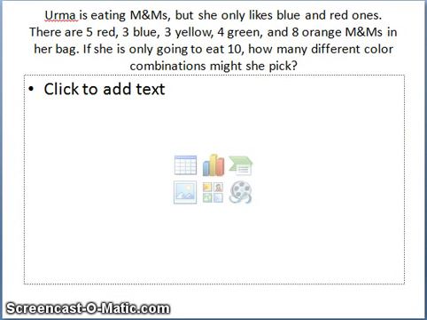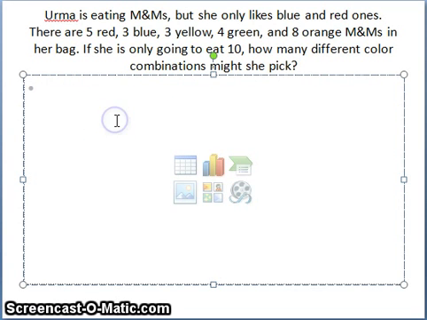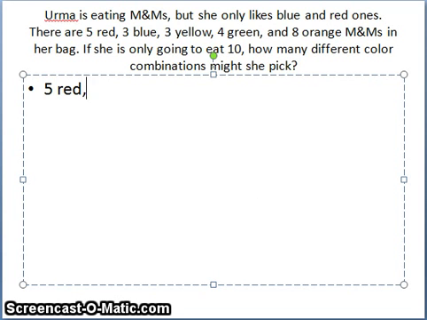Here's another one. Irma is eating M&Ms, but she only likes blue and red ones, so those are the only ones she wants to eat. There are 5 red, 3 blue, 3 yellow, 4 green, and 8 orange M&Ms in her bag. If she's only going to eat 10, how many different color combinations might she pick? Sometimes there's more information than you actually need. Since she will only eat blue and red ones, we don't need to worry about how many yellow, green and orange there are. So we're just going to write down that she has 5 red and 3 blue. We only care about those.